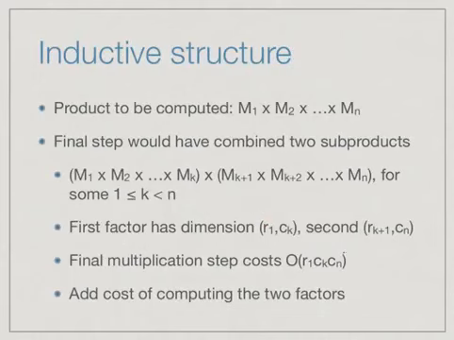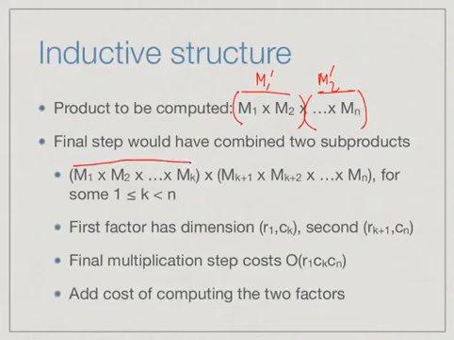So what is the inductive structure? Remember we can only do two at a time. So at the end, we must end with a multiplication which involves some group multiplied by some group. I must have this whole thing correspond to some M1 prime, and this whole thing correspond to M2 prime, and I'm finally multiplying M1 prime by M2 prime. In other words, M1 prime is, for some k, from M1 all the way up to Mk, and M2 prime is from k plus 1 up to n. And this k is somewhere between 1 and n.